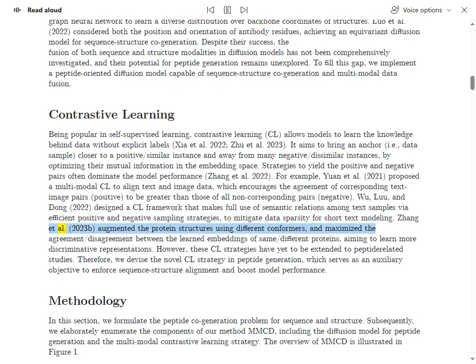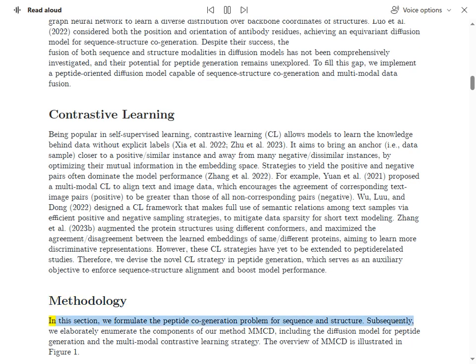Zheng et al. 2023b augmented the protein structures using different conformers and maximized the agreement/disagreement between the learned embeddings of same/different proteins, aiming to learn more discriminative representations. However, these CL strategies have yet to be extended to peptide-related studies. Therefore, we devised the novel CL strategy in peptide generation, which serves as an auxiliary objective to enforce sequence structure alignment and boost model performance.